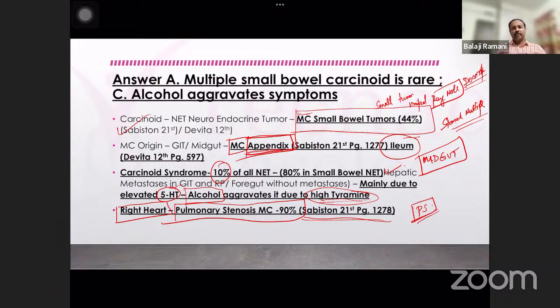This is mentioned in your substance. So these are some high yield questions that have come. Multiple questions come from carcinoid, my friends. Do read it up. That is one area.